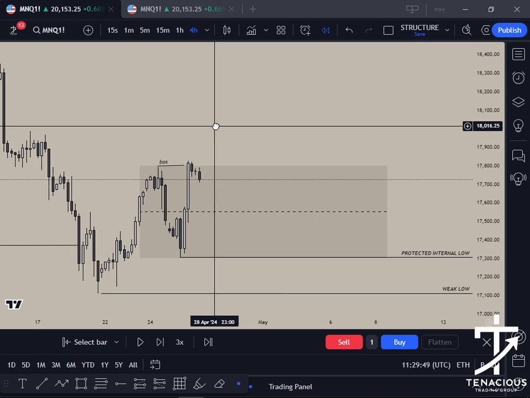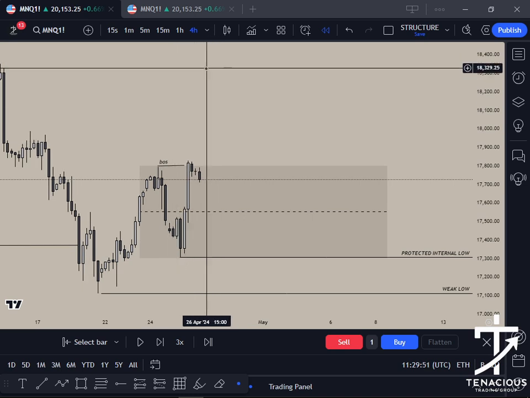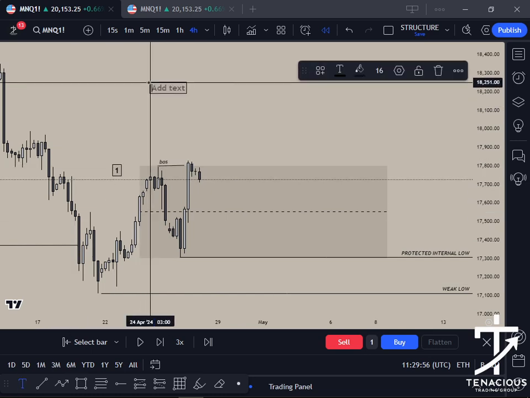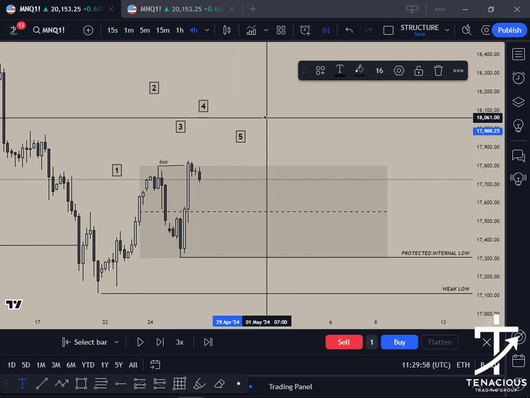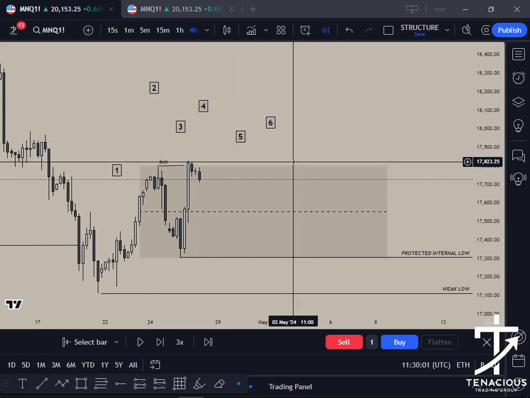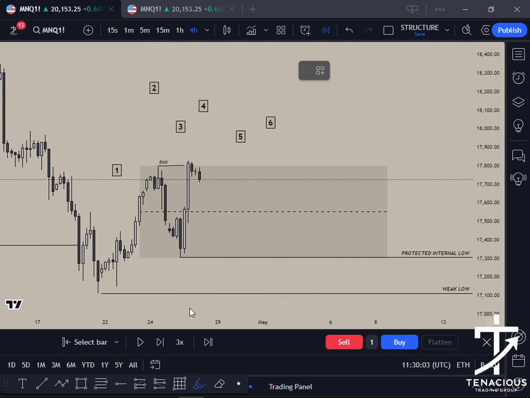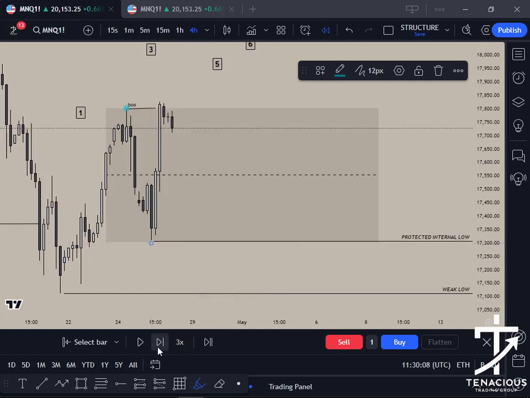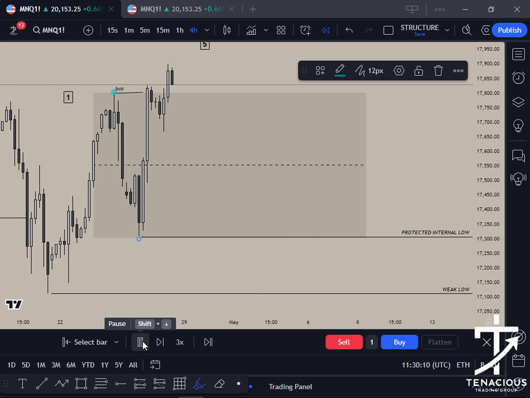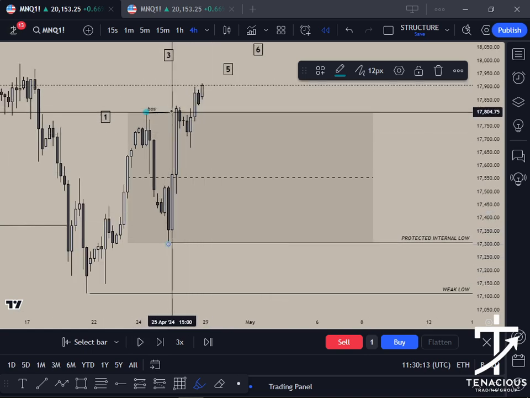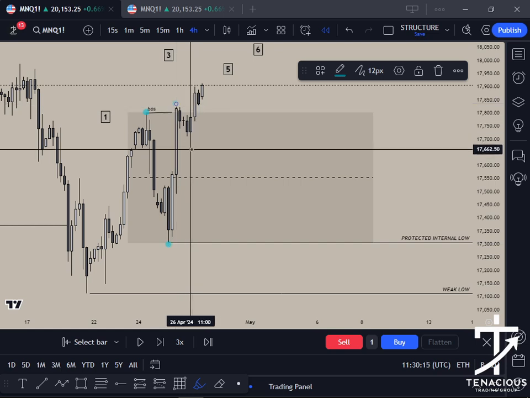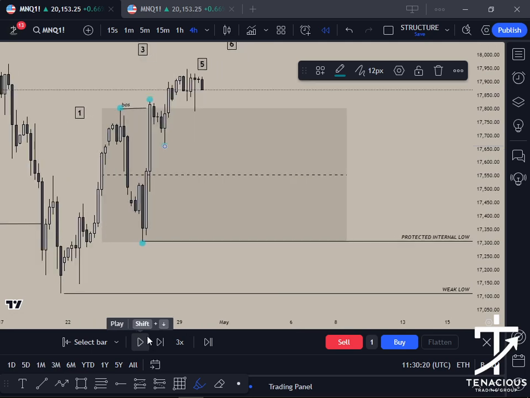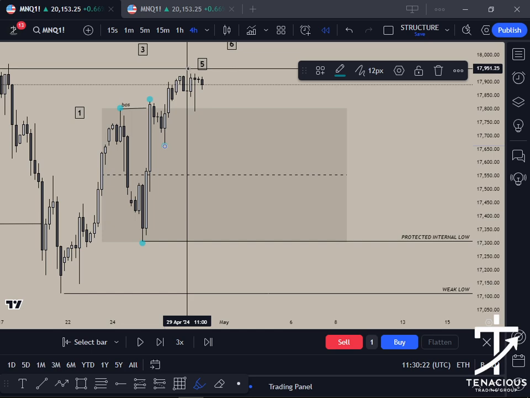So right now, I want to look for the 6 setup. So we get our 1, 2, 3, 4, 5, and our 6. So I'm looking for the 6 setup. Right now we have our 1, 2. We let price play out. Okay, so we get our 3. We get our 4, and let's see, and then we get our 5.